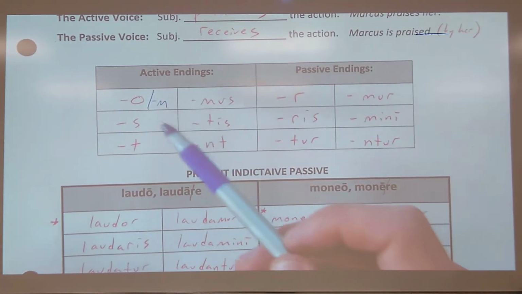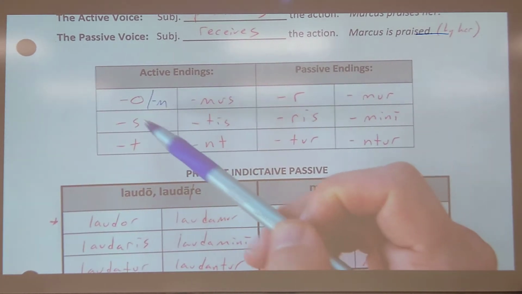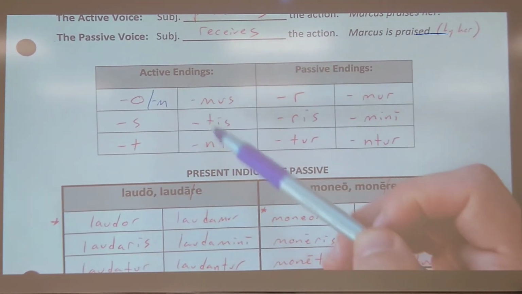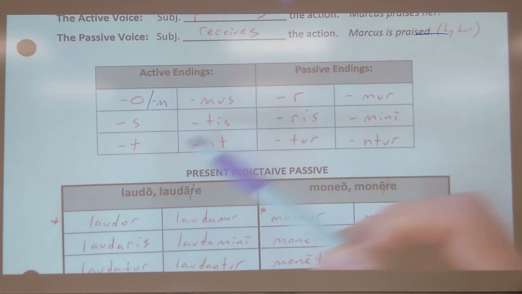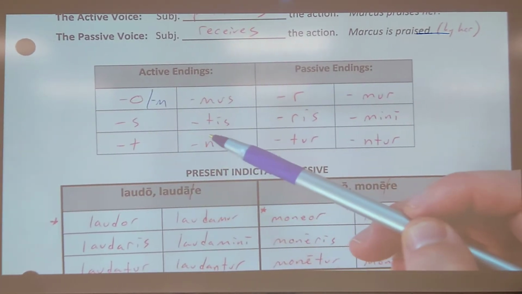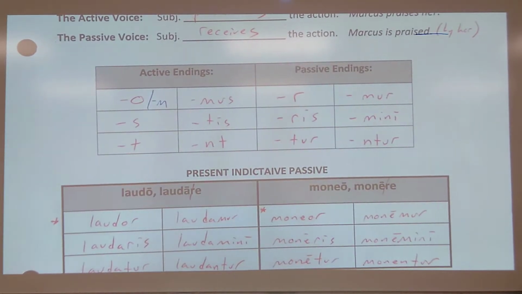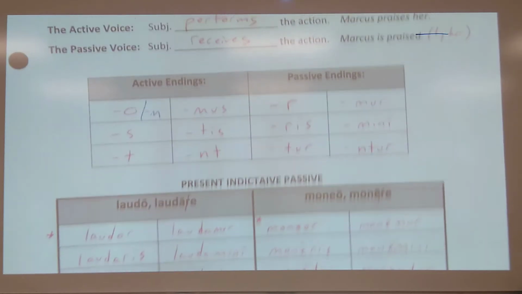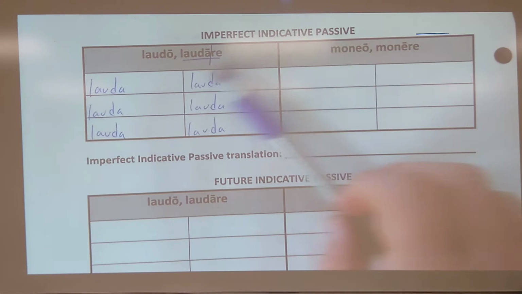But for every other time, whether it's present, o, s, t, mus, tis, nt, or future, bo, bis, bit, bimus, bitis, bunt, or imperfect, bam, bas, bat, bamus, batis, bant. You see how the active endings are all the same, it's just you add a couple of extra letters before. Passive works exactly the same way. So your general passive endings for the present system are ar, ris, tur, mur, mini, ntur. So keep that in mind as we look at the imperfect passive endings.